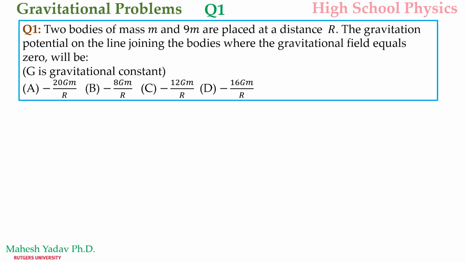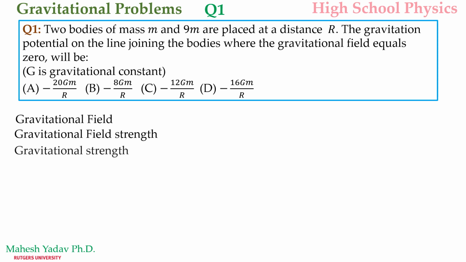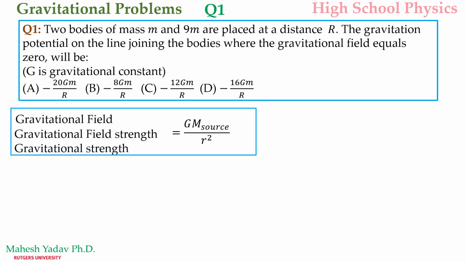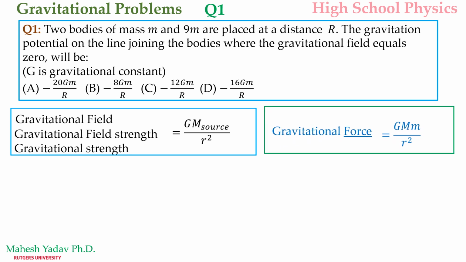But before I discuss the problem, it is important to know these concepts. Gravitation field, gravitational field strength, gravitational strength. They are all the same, equal to G times M source divided by r squared. If we multiply by the mass of the other body, we get gravitational force, which we are very familiar with. The gravitation field is a concept and cannot be measured, whereas the gravitational force that is written on the right can be measured because force can be measured.